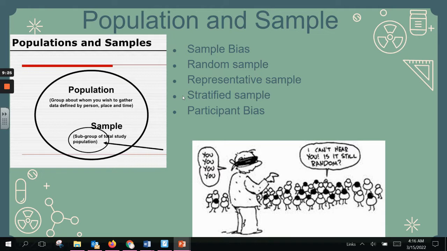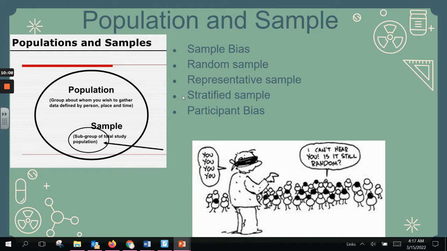So when we design a study, we have to take into account our population and sample. Our population is the whole group. It's the group from whom you want to gather data. So if I was doing my study on children who have selective mutism, my population would be every child who has selective mutism in the United States. My sample, my part of the whole, might be children who have selective mutism in the state of Michigan. But there is something called sample bias, and this is when participants are chosen even though they don't represent the population from which they're drawn.